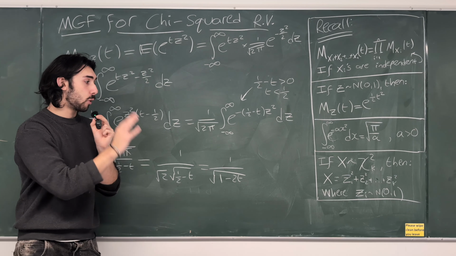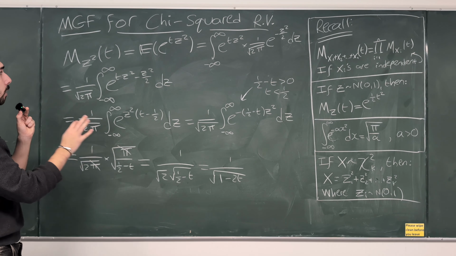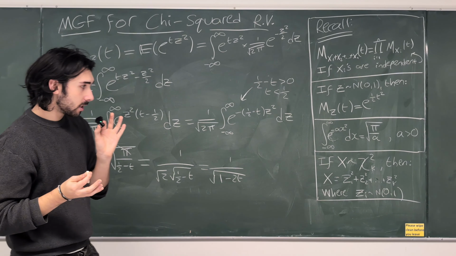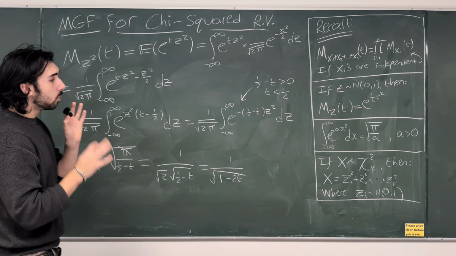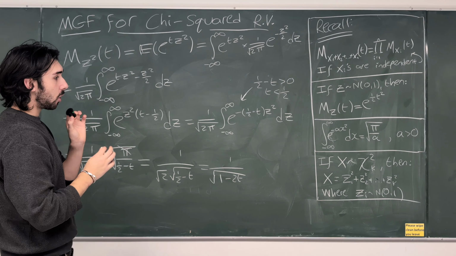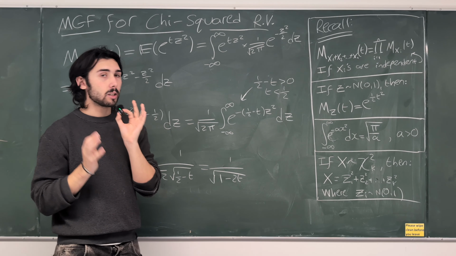Now that is for just one of them. That's just the moment generating function for a chi-squared distribution where k is just the number 1, very lonely. We want the sum of them. So they're all going to be identically distributed.